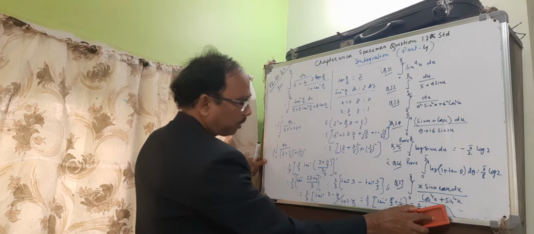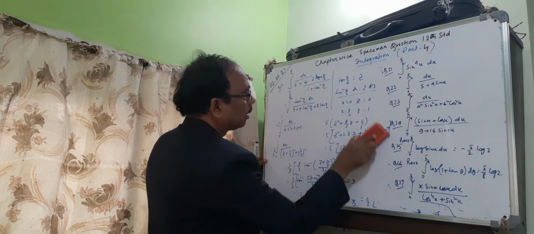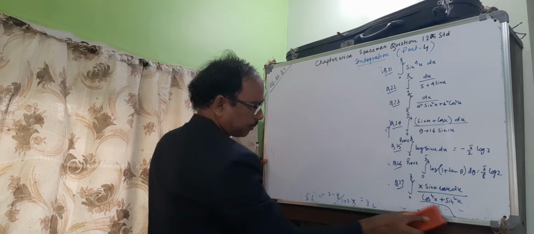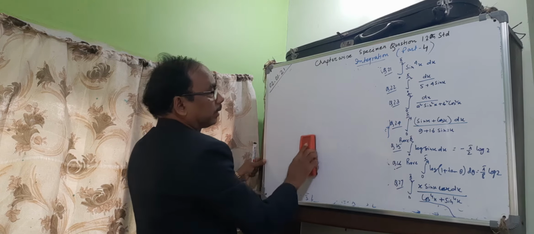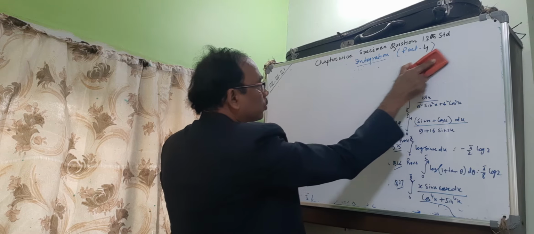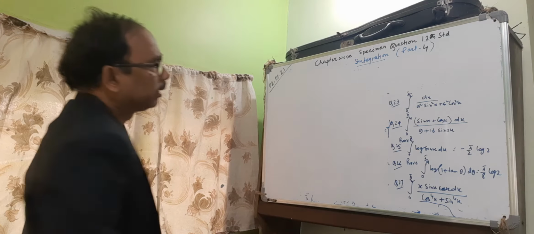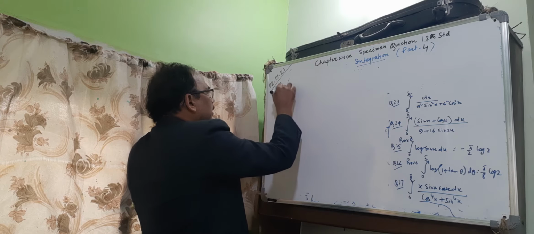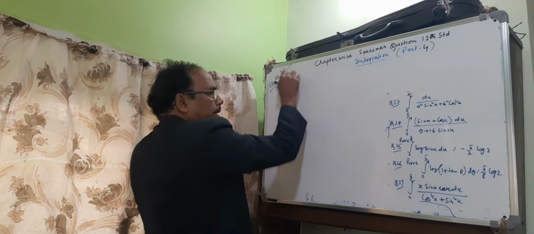Next, sum number 23. Question number 23, the limit is 0 to pi by 2.